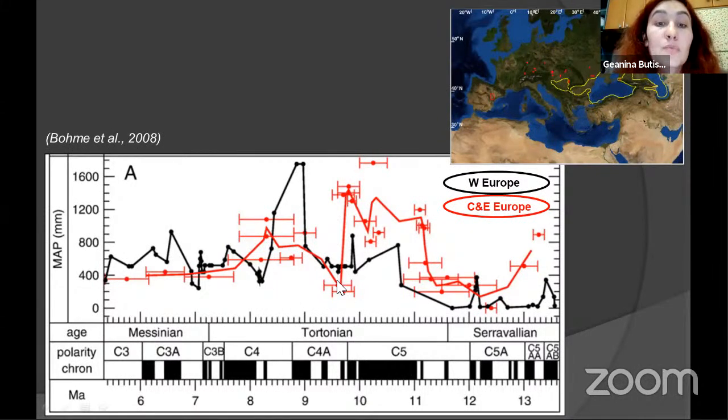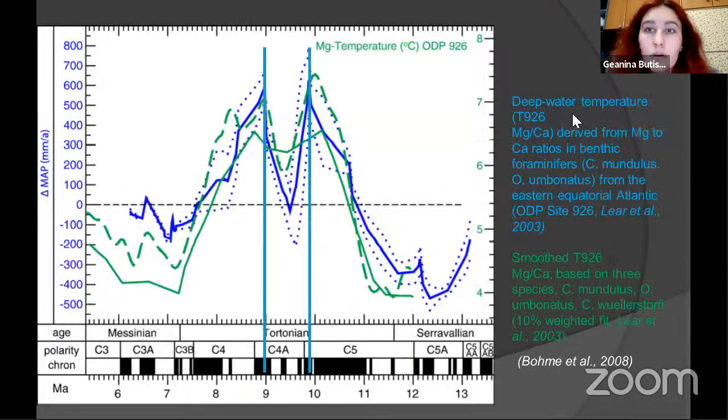Until after this point, the precipitation drops and we have these dry intervals, followed by an interval where things start to come to normal and become more humid, and then it gets dry again. They are also looking further.